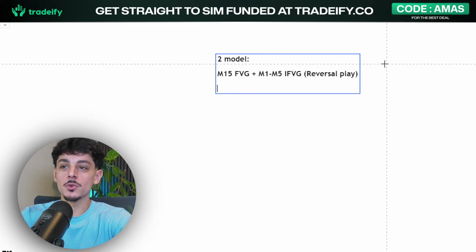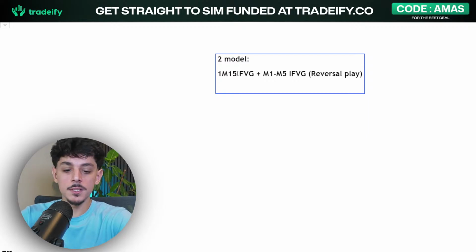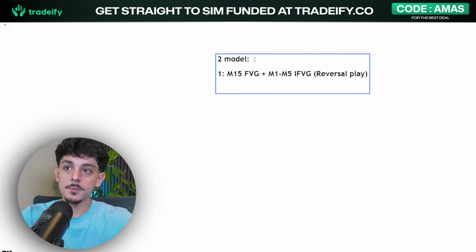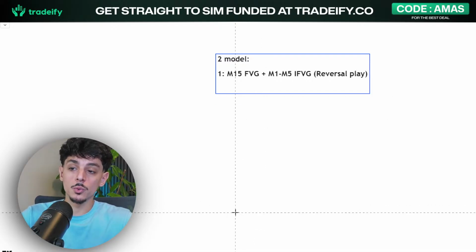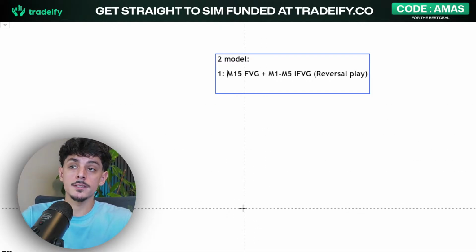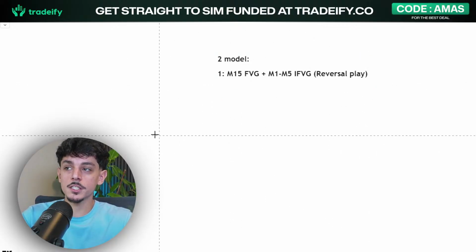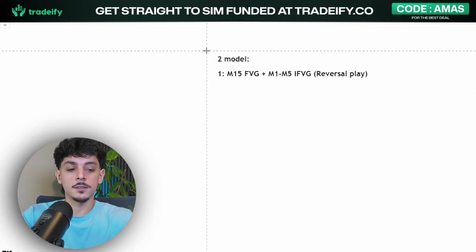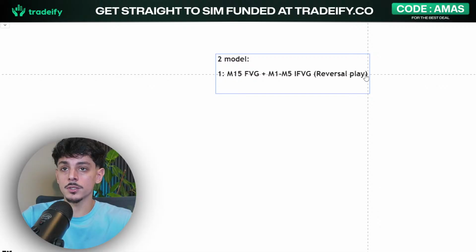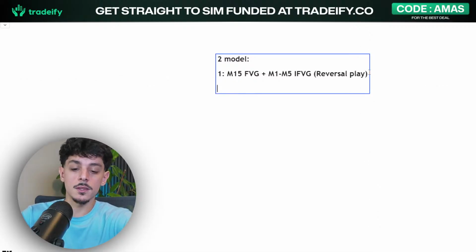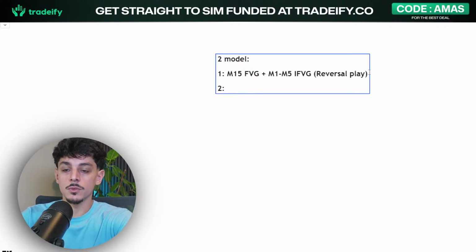But yeah, so first model being M15 fair value gap tap. You're using the 15-minute fair value gap as your tool to find a bias on the lower time frame and who's actually in control of the market, and so you can just play with the trend. That's the first. And then we have the second, which is the gap fill.